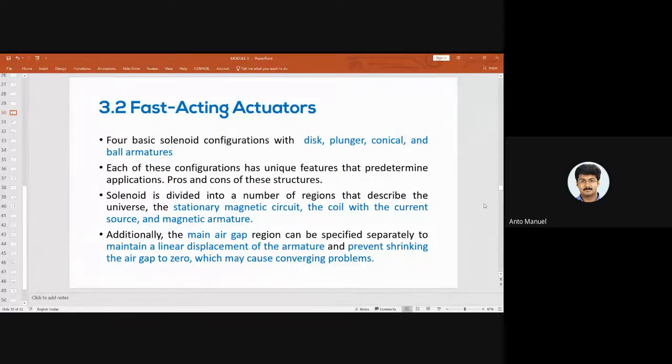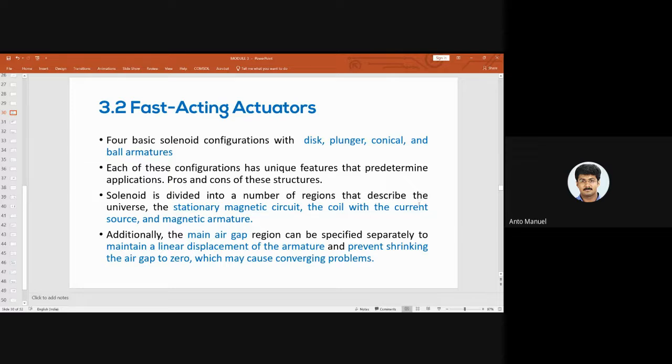In this section, we are going to discuss different kinds of fast-acting actuators and what the dynamic and static characteristics of these actuators are. Some kinds of actuators we have already discussed in this module: disc, plunger, conical, and ball armature-based fast-acting actuators. These are the basic solenoid configurations applicable to different applications in different fields, and each configuration has unique features that predetermine its application.